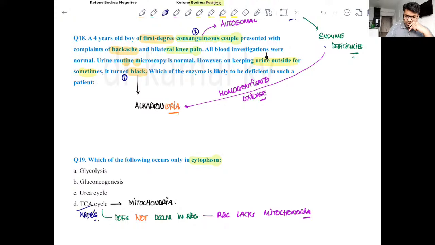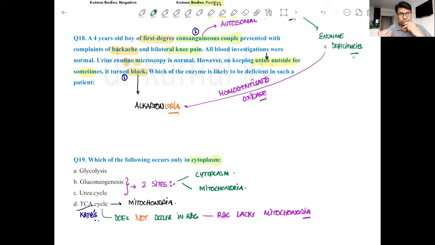Now, gluconeogenesis and urea cycle, these are two pathways which occur at two sites. Two sites means both cytoplasm as well as mitochondria. So please remember them nicely.